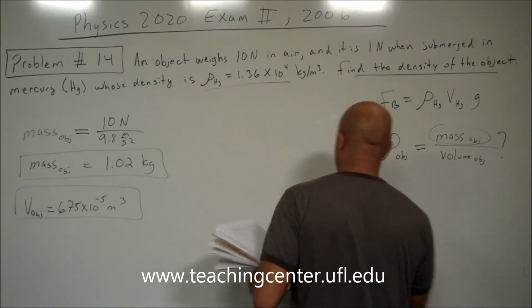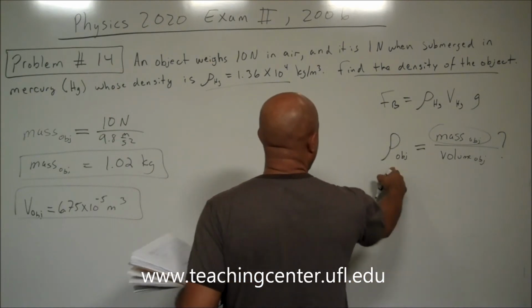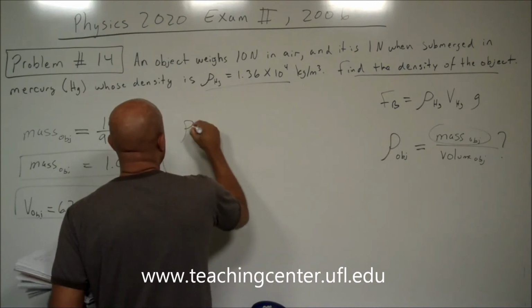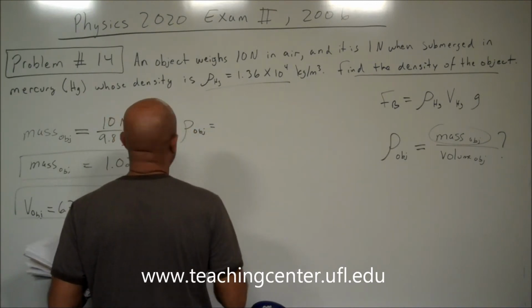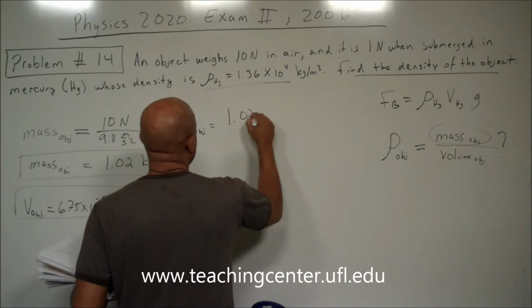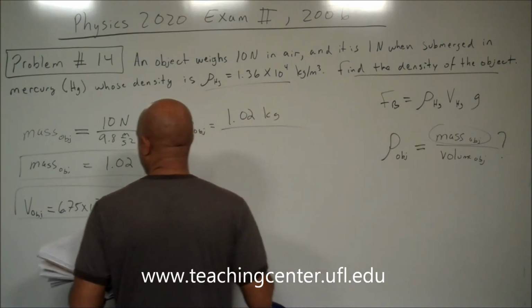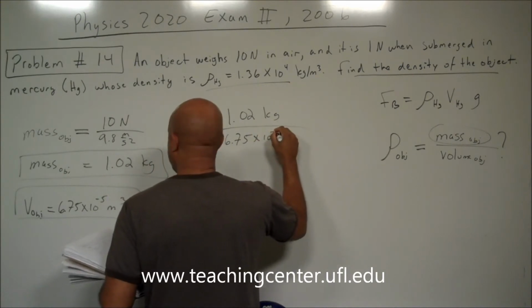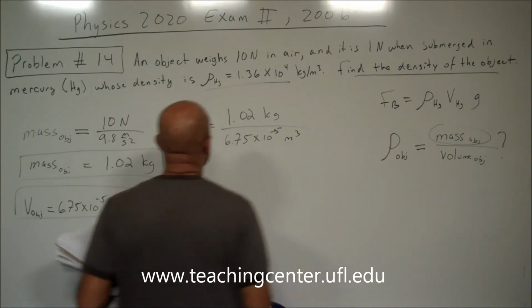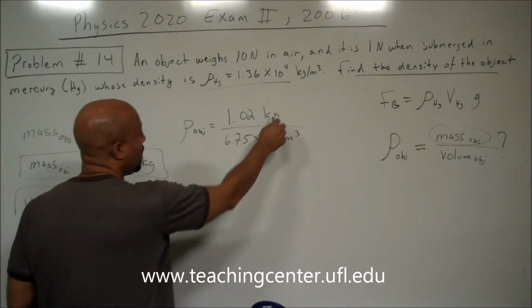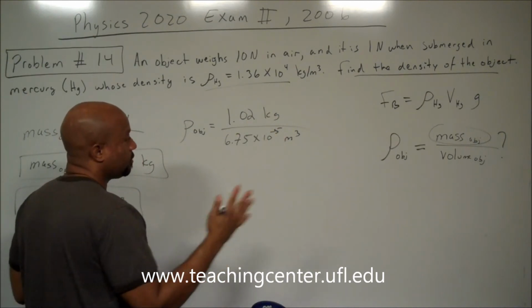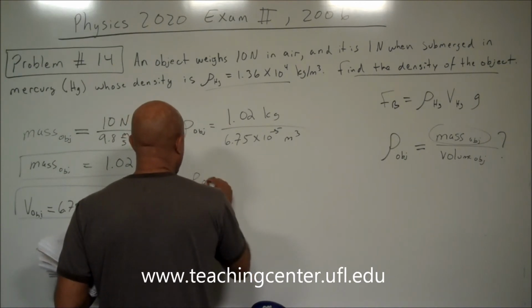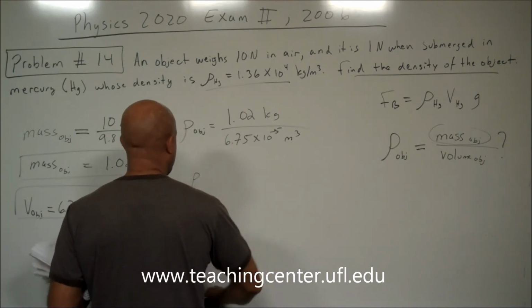So we're asked to find the density. We again know that the density is equal to mass divided by the volume. So the density of the object now is just equal to the mass, which is 1.02 kilograms, divided by the volume, which is 6.75 times 10 to the minus 5 meters cubed. And you'll see that in our unit analysis, we get kilograms per meter cubed, or a mass per volume, which is a density.